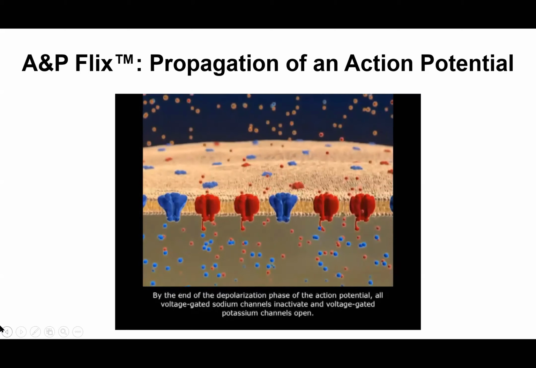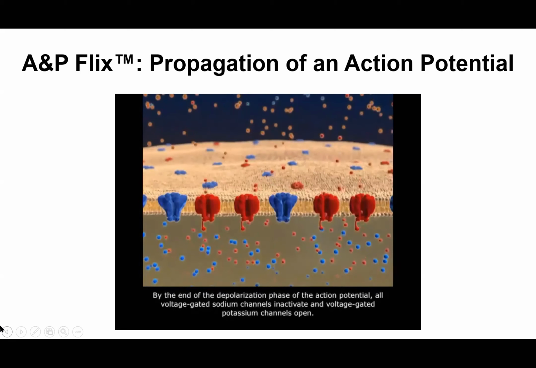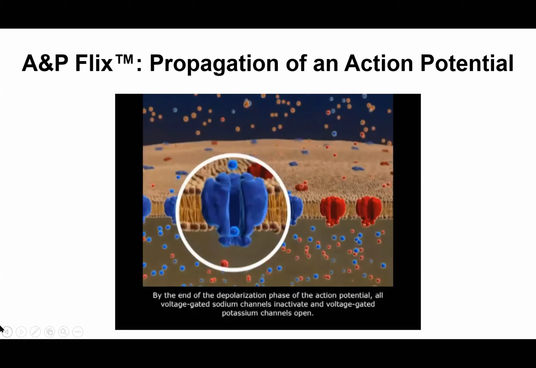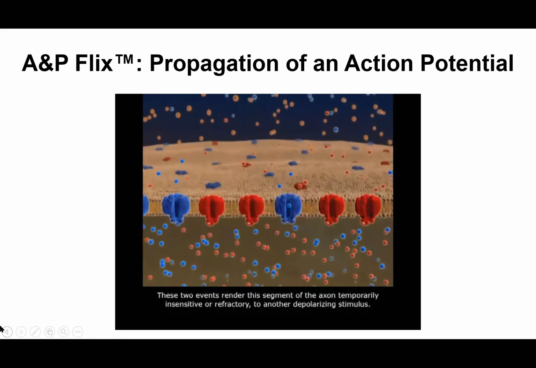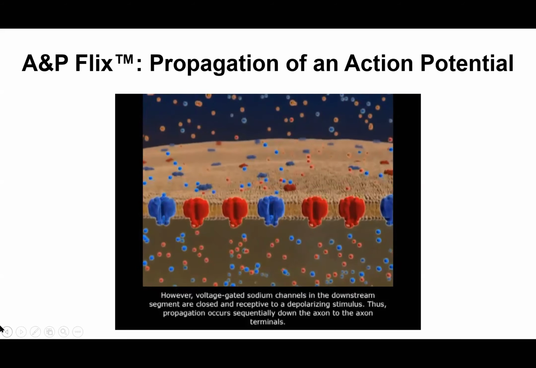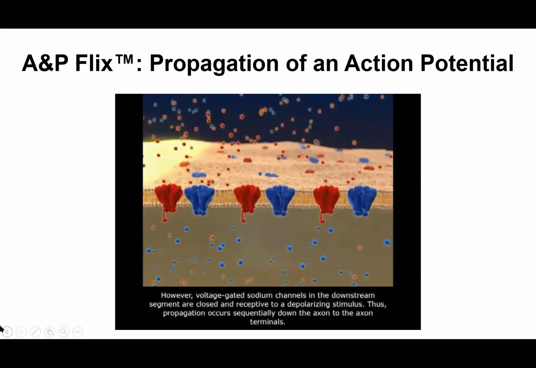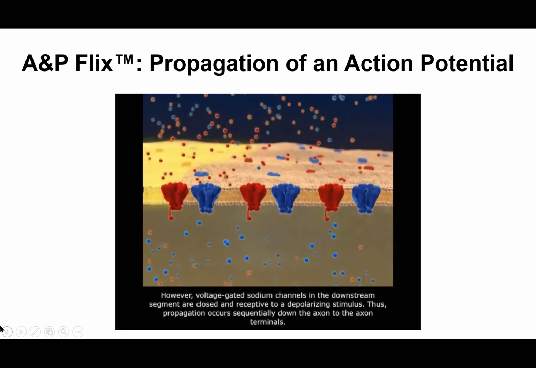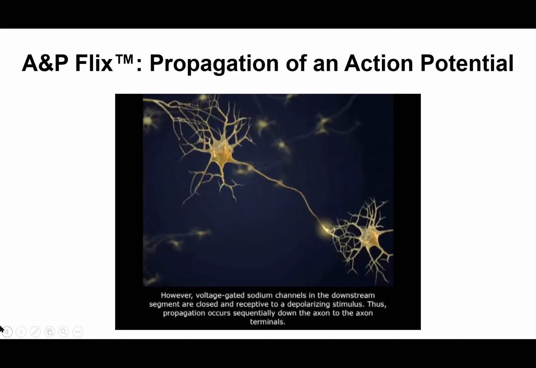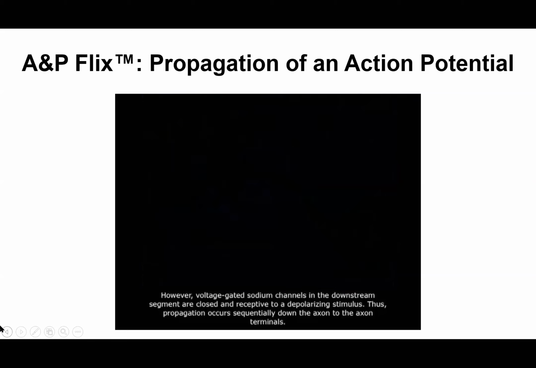By the end of the depolarization phase of the action potential, all voltage-gated sodium channels inactivate and voltage-gated potassium channels open. These two events render this segment of the axon temporarily insensitive or refractory to another depolarizing stimulus. However, voltage-gated sodium channels in the downstream segment are closed and receptive to a depolarizing stimulus. Thus, propagation occurs sequentially down the axon to the axon terminals.